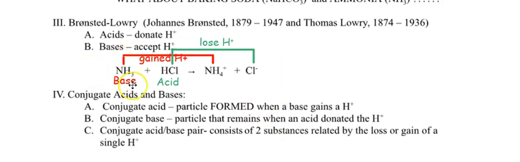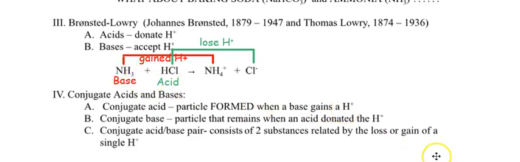So let's look at the example up here. How am I going to talk about conjugate acid, conjugate base? The conjugate acid is the particle formed. It is a product. So when we talk about conjugate acids and conjugate bases, they can only be on the product side. The true acid and true base are the reactants. The conjugates are always on the product. So a conjugate acid is a particle formed when the base gains an H+.